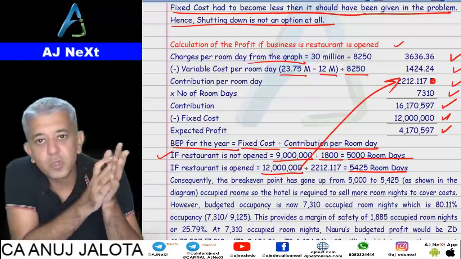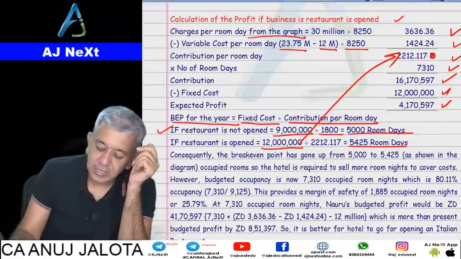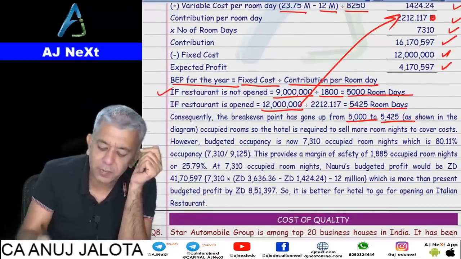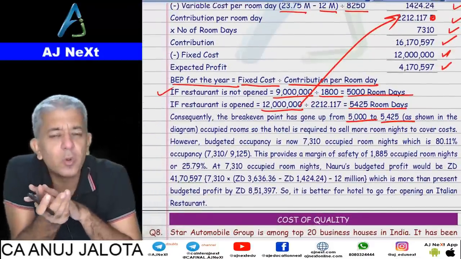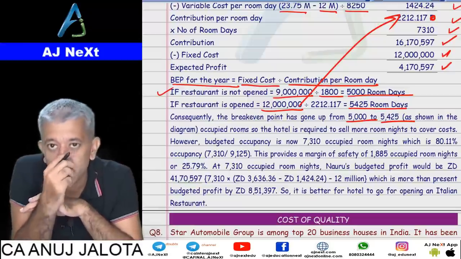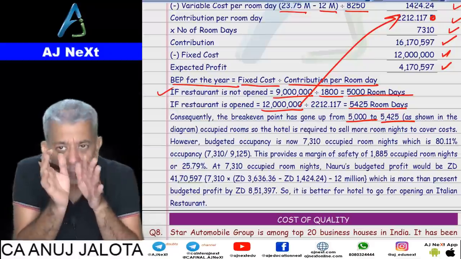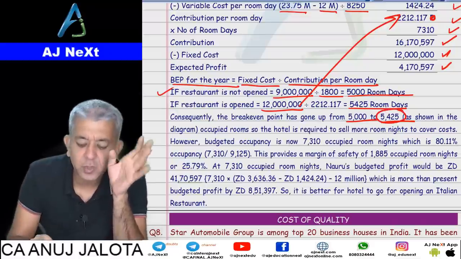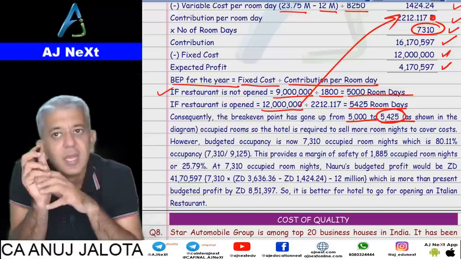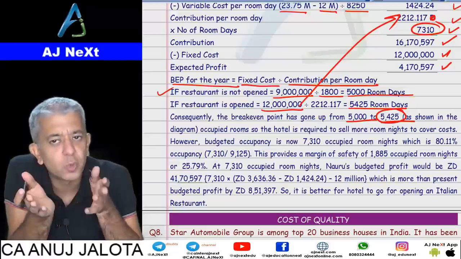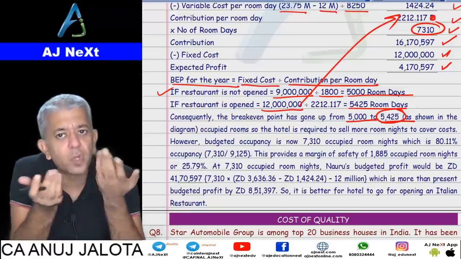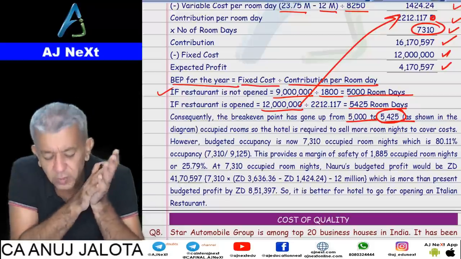Okay, वंस यू विल डू दिस पर्टिकुलर थिंग, देन इन दैट केस तुम्हारा जो ब्रेक इवन पॉइंट है वो बढ़ रहा है. ठीक है, कोई लोग ऐसा बोलते हैं अगर ब्रेक इवन पॉइंट बढ़ रहा है तो तुम्हारा रिस्क बहुत ज्यादा बढ़ रहा है. Okay, वो बात बराबर है दैट योर रिस्क विल बी इंक्रीजिंग, बट आई थिंक दैट गेटिंग 5425 इज नॉट अ प्रॉब्लम बिकॉज द ग्राफ टेल्स अस दैट वी विल बी एबल टू हैव 7310 रूम डेज. Okay, तो अपना उतना ऑक्यूपेंसी तो हो ही जाएगा यार. Okay, सो देयरफॉर इट इज नॉट अ बैड डील.